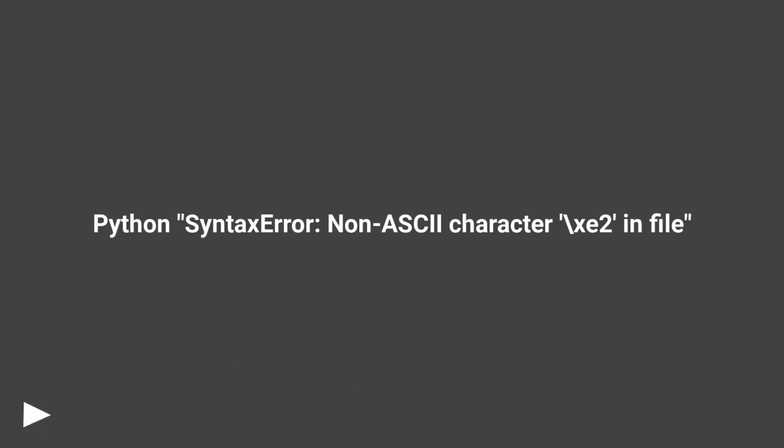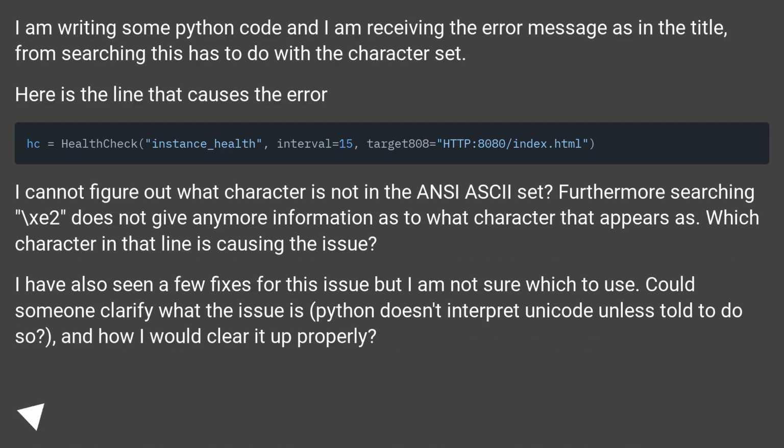Python syntax error, non-ASCII character \z2 in file. I am writing some Python code and I am receiving the error message as in the title. From searching, this has to do with the character set. Here is the line that causes the error.